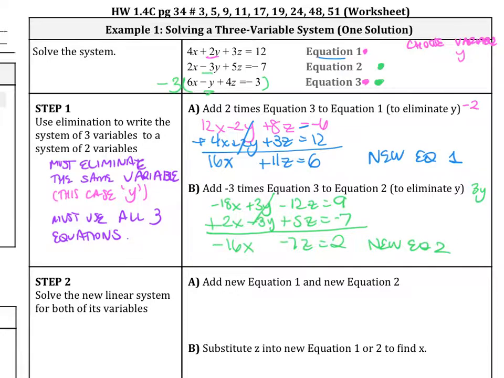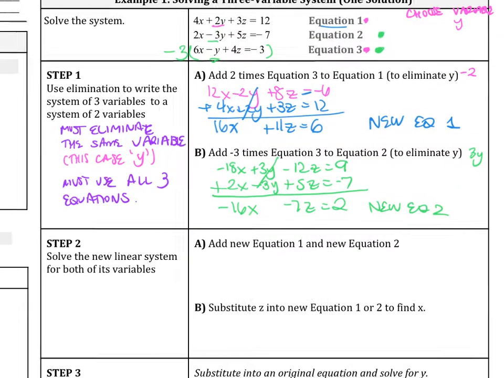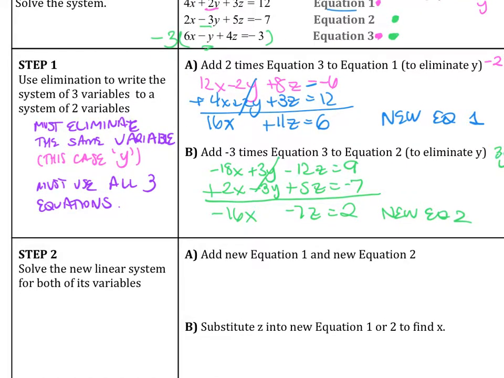So now that I brought them down to a system of 2 variables, I'm going to see if I can add them together so I can solve for x and z. This is a nice case because notice if I add them together as they are, my x's will cancel. So this one is a nice one. So let's go ahead and add new equation 1 to equation 2. So negative 16x minus 7z equals 2. Add that together. Our x's cancel.